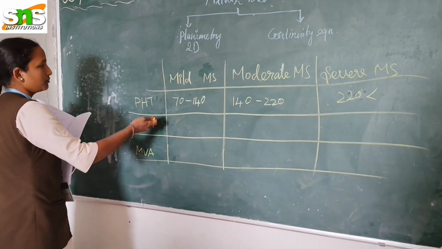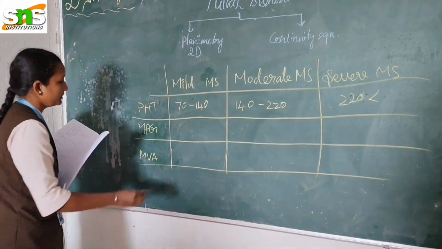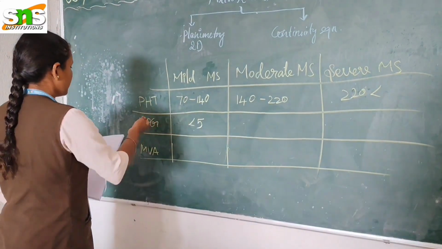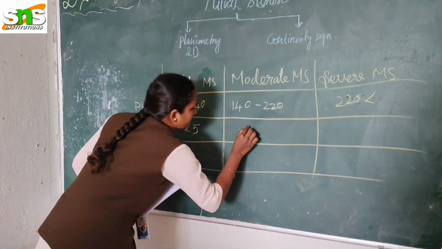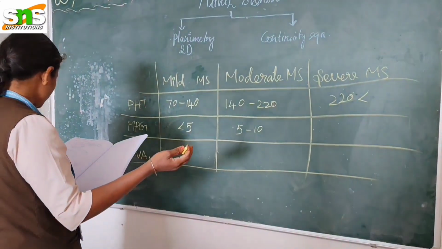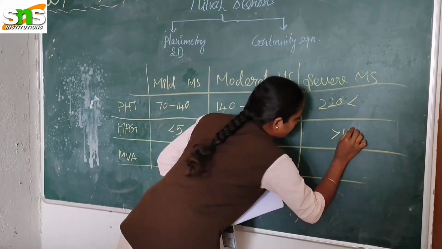The MPG, mean pressure gradient, in mild mitral stenosis will be less than 5. In moderate mitral stenosis, the mean pressure gradient will range from 5 to 10. In severe mitral stenosis, the mean pressure gradient will be greater than 10.